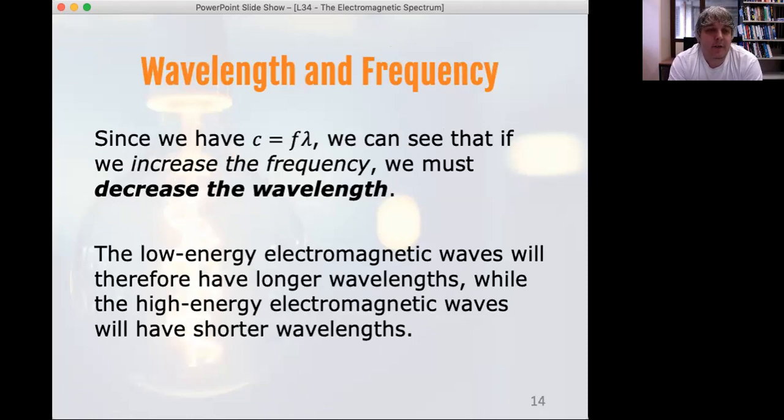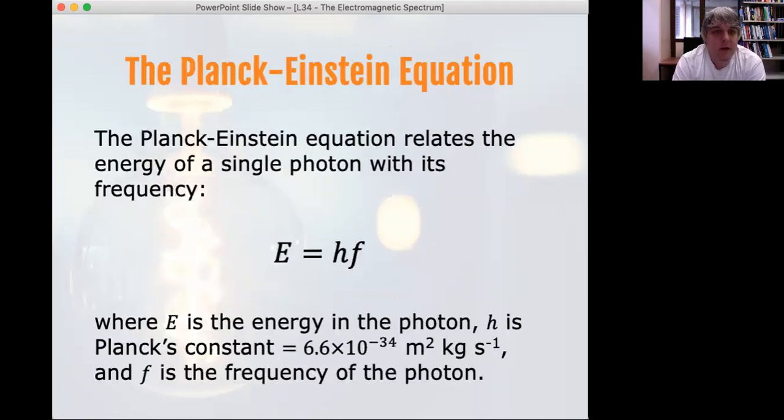So if we have c = fλ, an increase in frequency means a decrease in wavelength. As I said already, low energy, longer wavelength; high energy, shorter wavelength. And again, that makes sense. If they're oscillating really quickly, they're not going to travel as far between oscillations, and that's the definition of your wavelength.